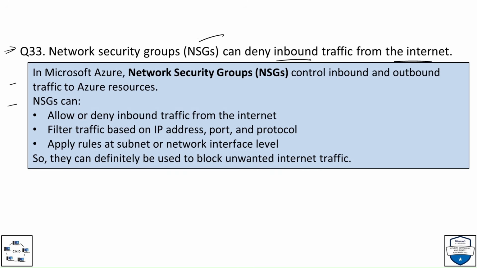So in Microsoft Azure, network security groups, or NSGs, control inbound and outbound traffic to Azure resources. NSGs can allow or deny inbound traffic from the internet. They filter traffic based on IP address, port, and protocol, and apply rules at the subnet or network interface level. So they can definitely be used to block unwanted internet traffic.